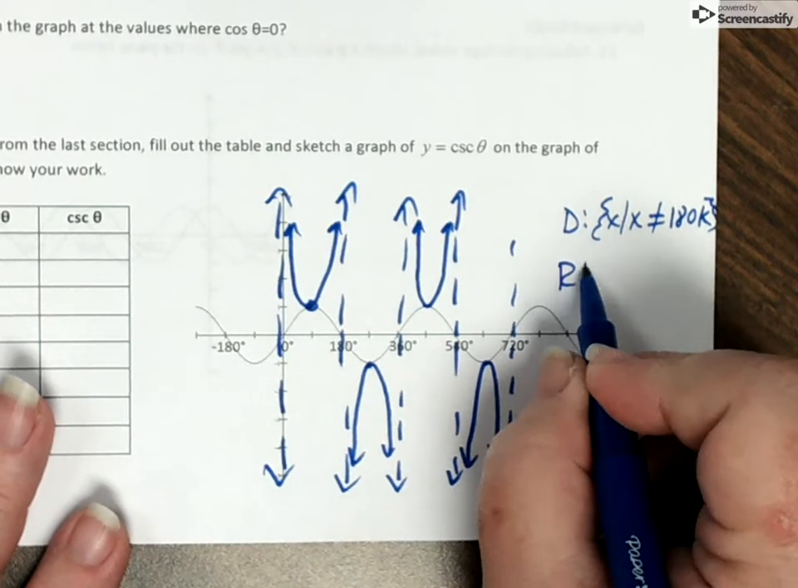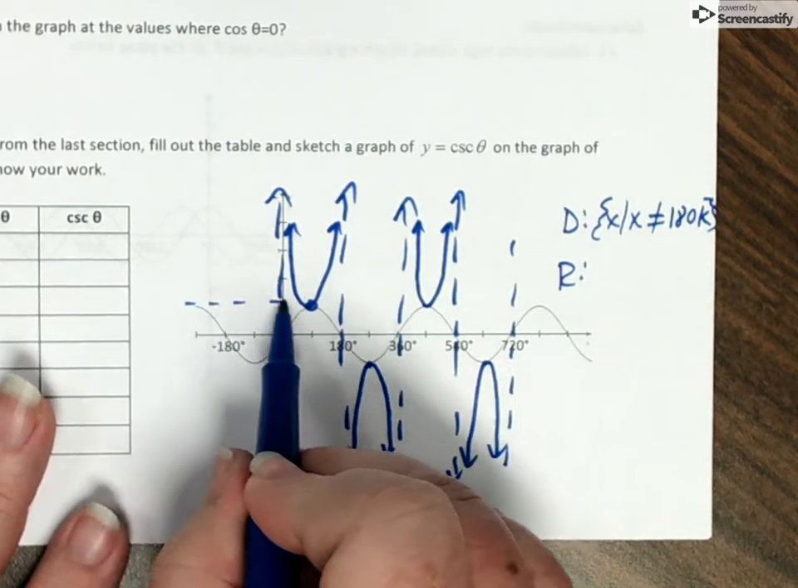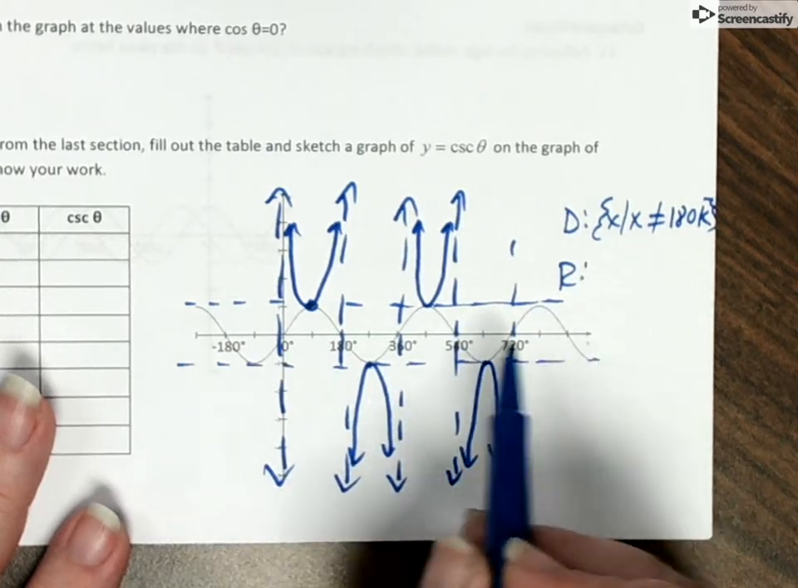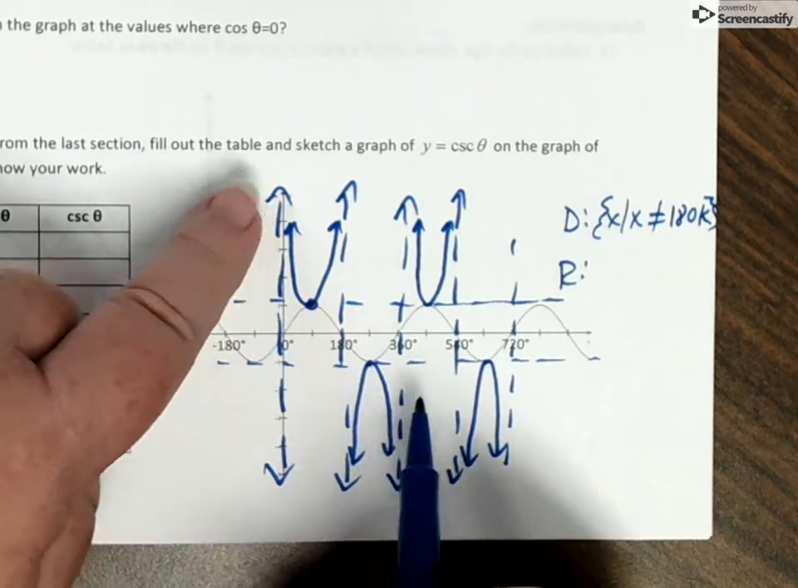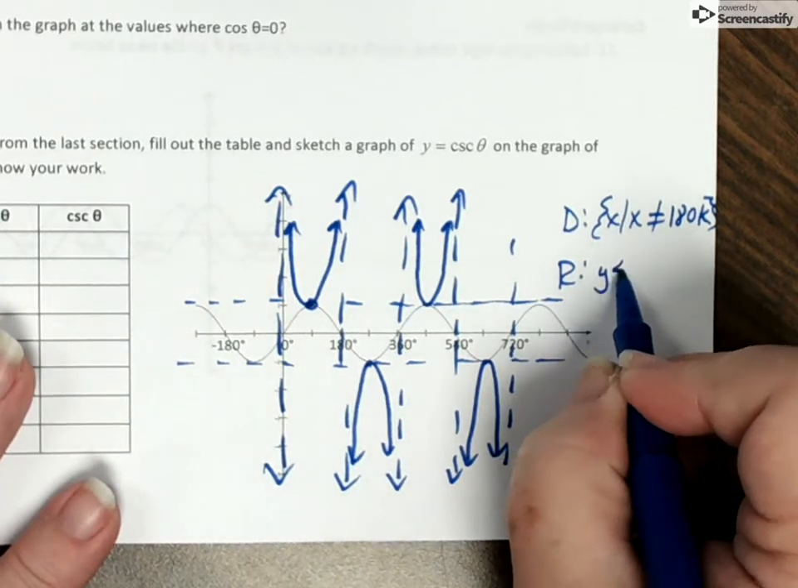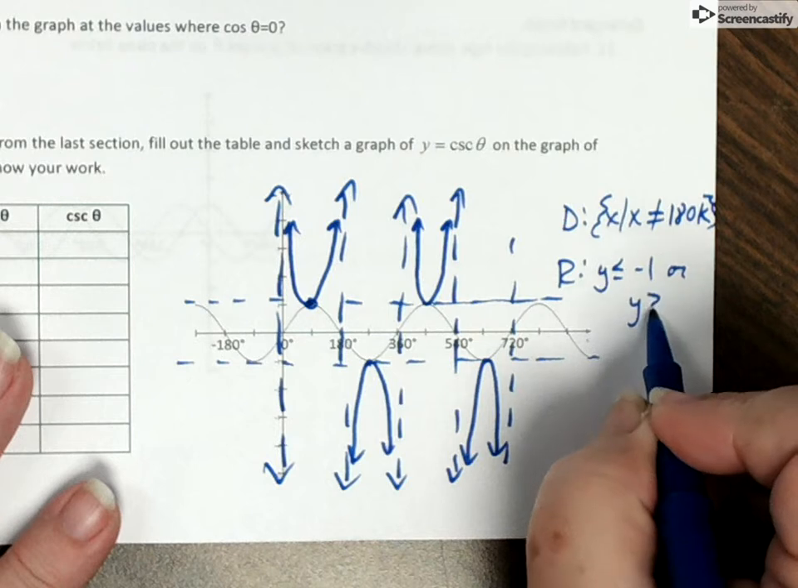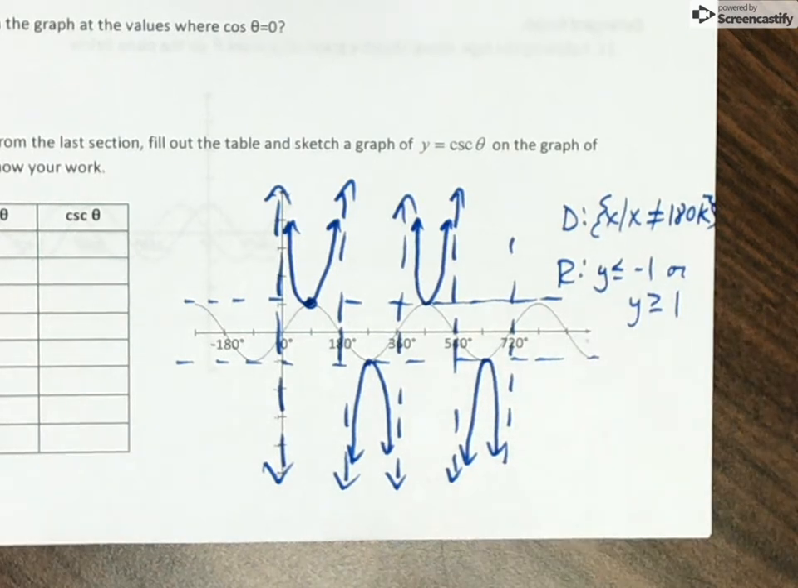And what's the range? Same concept. We draw our maximum of sine, we draw our minimum of sine, and it's everything outside of those values. So y is less than or equal to negative 1, or y is greater than or equal to positive 1.